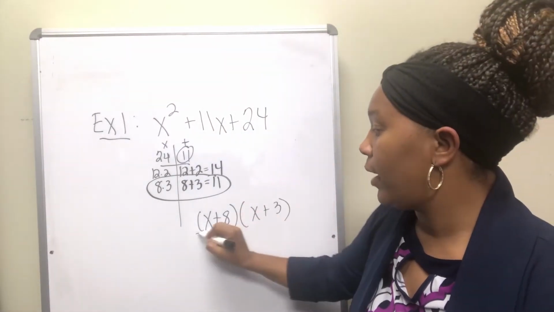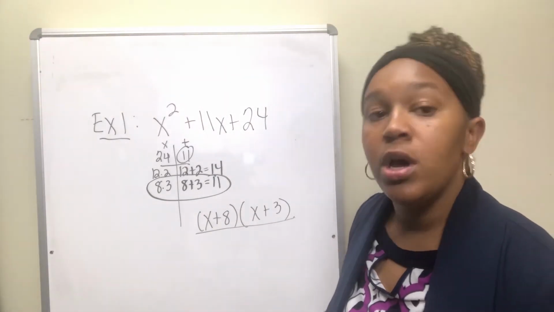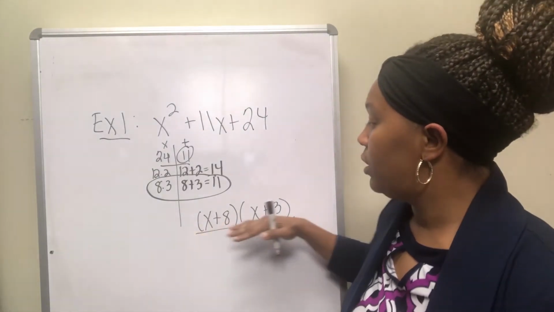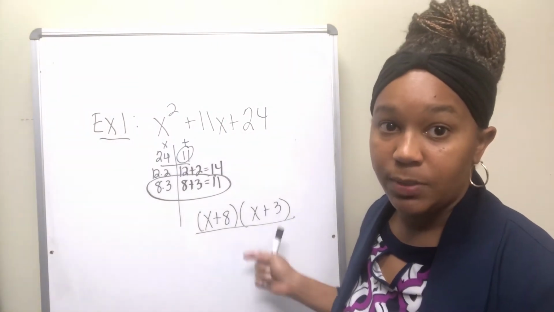Now you can go back and check this by multiplying it back out. Some people like to say FOIL, some people like to use the box method, or some people like to say everything over here times everything over here. Whatever it is you like to use, you can go back and multiply it out and check it.